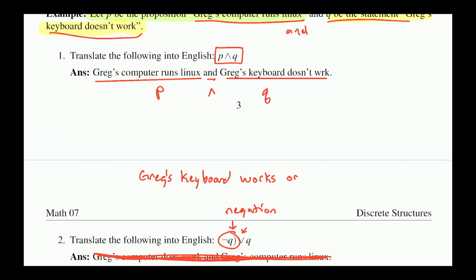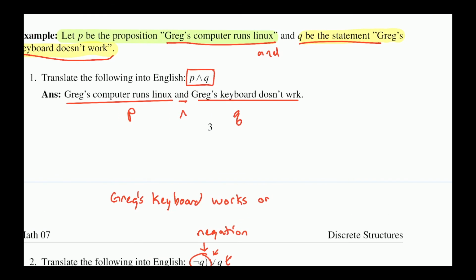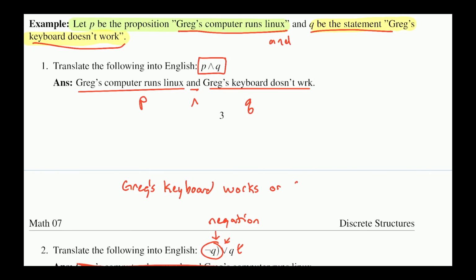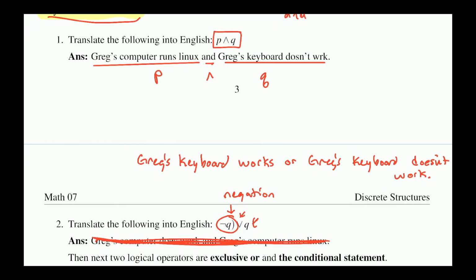Actually, this is a very stupid one anyway, right? It says not Q or Q. So Greg's keyboard works or Q. Well, what's Q? Q is Greg's keyboard doesn't work. All right, sounds good. Greg's keyboard works or Greg's keyboard doesn't work. Yes, I agree. Those are the choices.